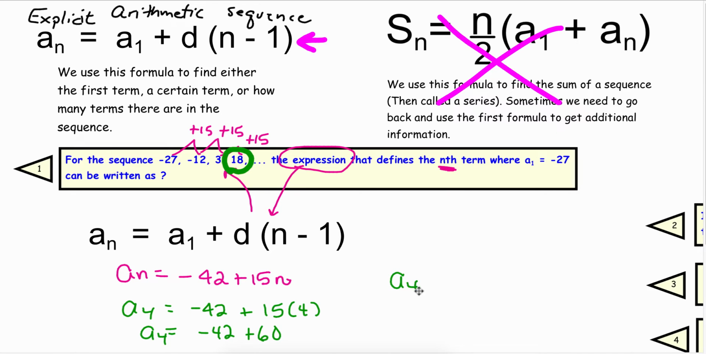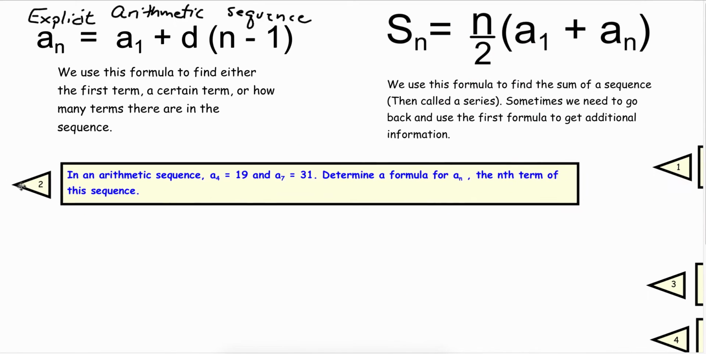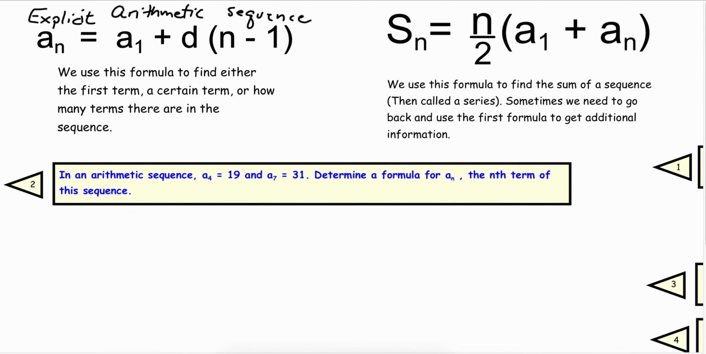And the fourth term indeed is negative 42 plus 60 is 18. There you have it. Okay, look at question 2.